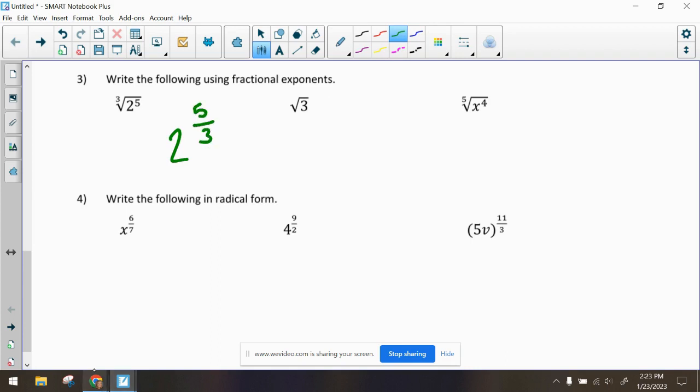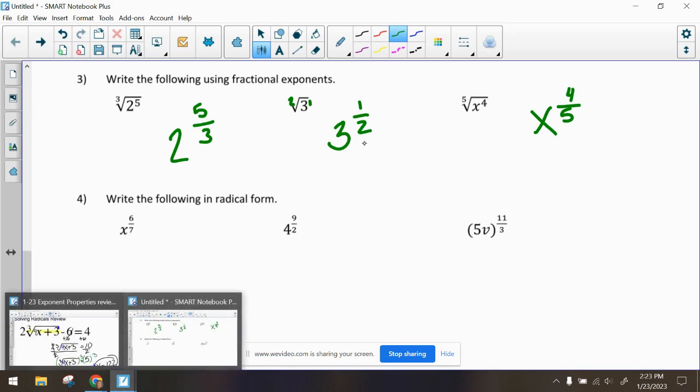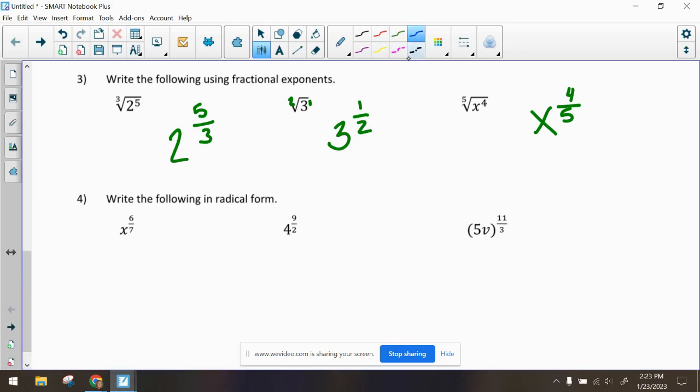We're not simplifying it from here whatsoever. Sorry about that. We are only rewriting it in the opposite form. The next one, the base is 3. We've got an invisible 1 as the exponent and invisible 2 as the index. And finally, the last one will be x to the 4 over 5. Again, you're not simplifying, you're just writing in that opposite form. These ones should be really easy questions that you should be able to do very quickly.